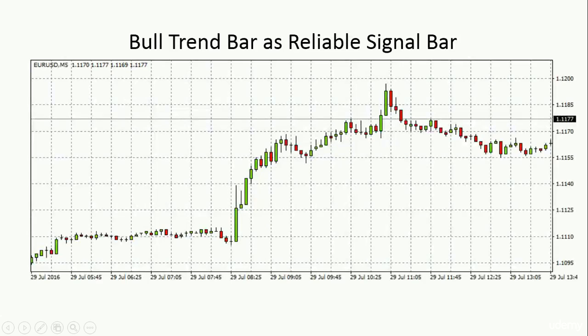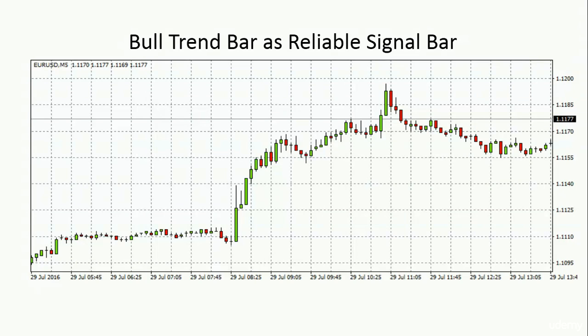Unlike dojis, which are weak signals, trend bars are reliable signals, especially for range breakouts and trend reversals. But why are trend bars reliable? They are reliable because in a strong bull trend bar, for example, the buyers have already shown their strength and control over the bears, so it is safer now to jump on the bull's boat.